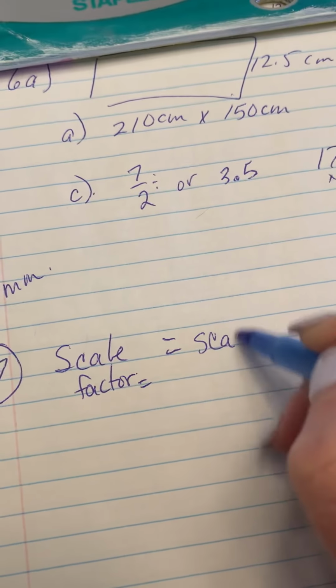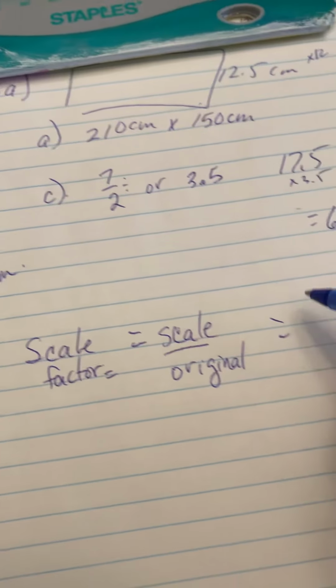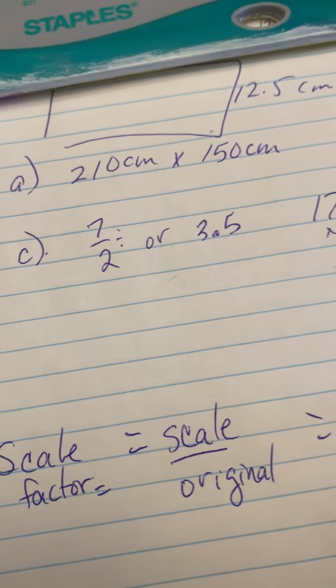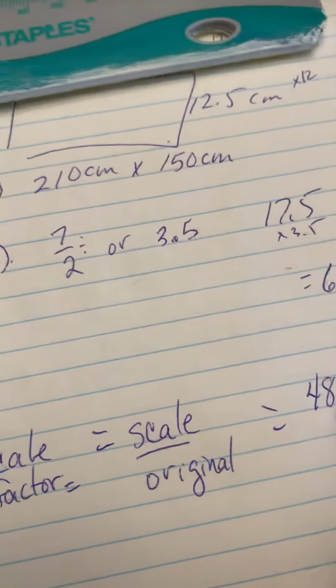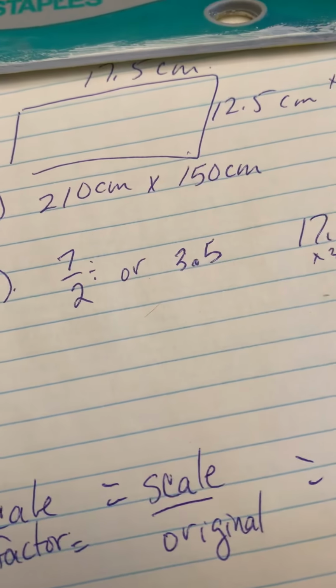So scale over the original. And I always write that down. Sometimes I just write S over O. So the scale was, we just measured it, 48 millimeters. And the original, it said in the little story here, was 30 millimeters.